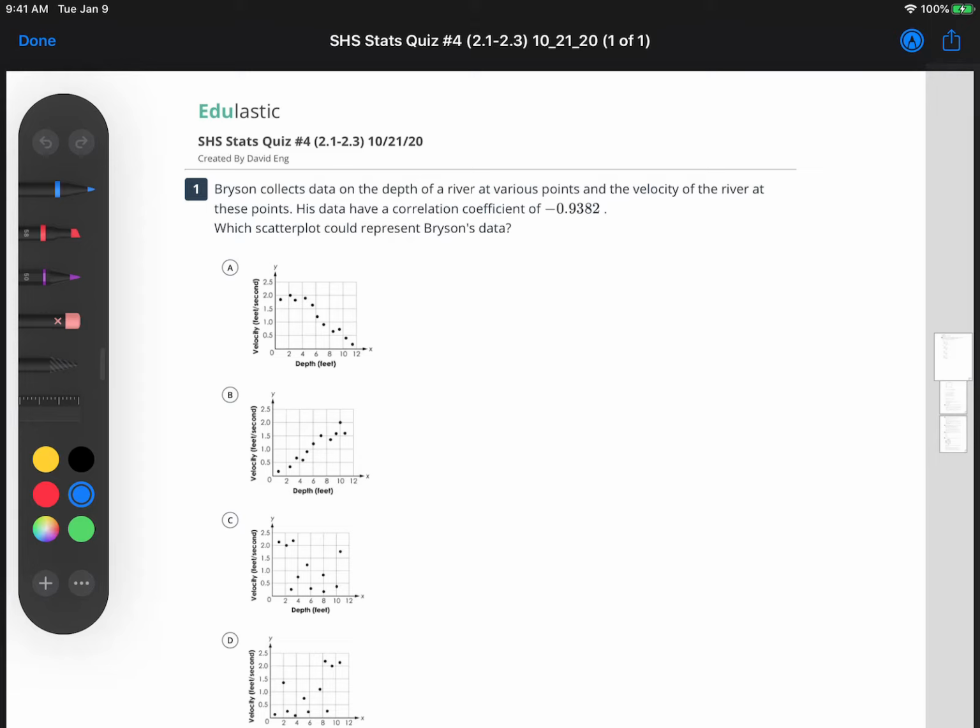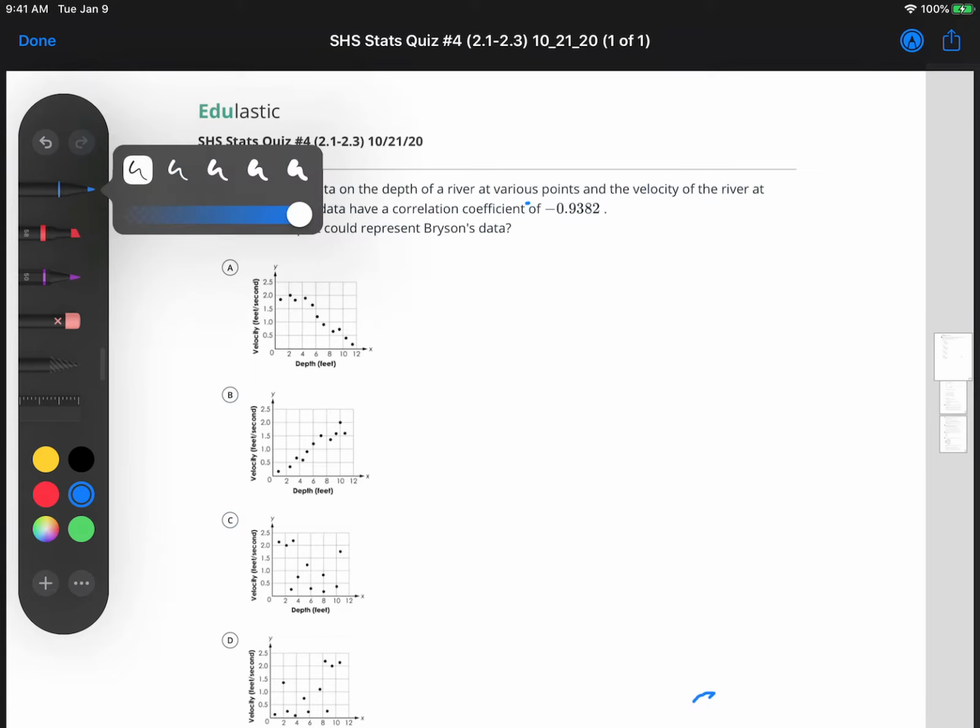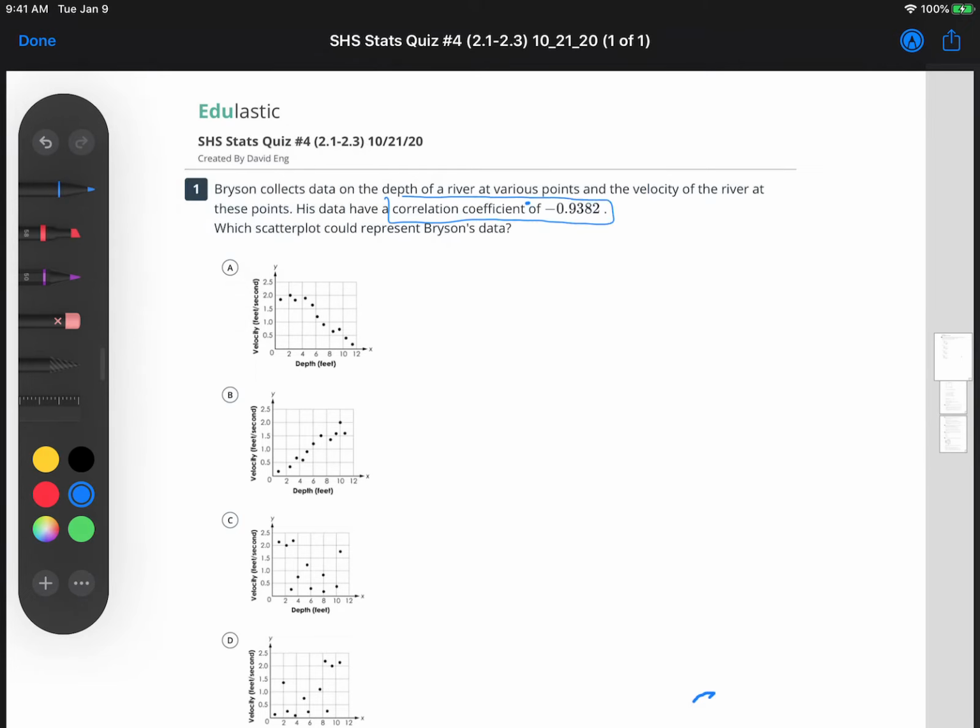All right, let's go over stats quiz number 4, October 21st, 2020. Question number 1. Bryson collects data on the depth of a river at various points and the velocity of the river at these points. His data has a correlation coefficient of negative 0.9382, which could represent Bryson's data.